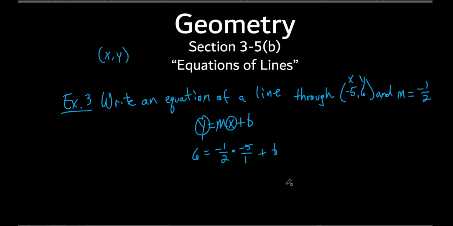All right? So what are we going to do? Well, let's multiply this together. Well, first of all, what's a negative times a negative? It's positive. So what's 1/2 times 5? 5 over 2. Do not change that into a decimal, right?